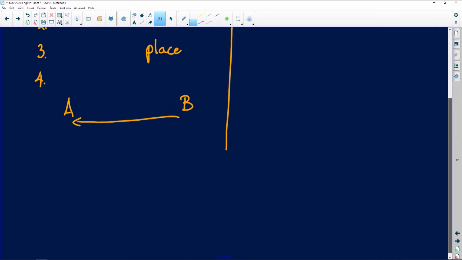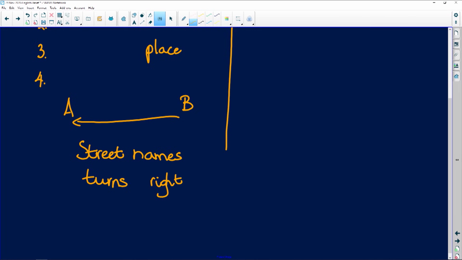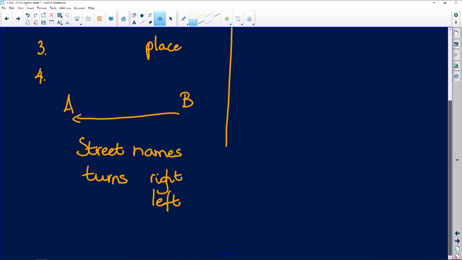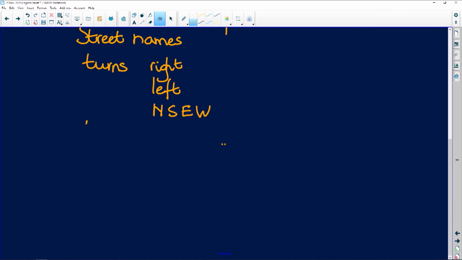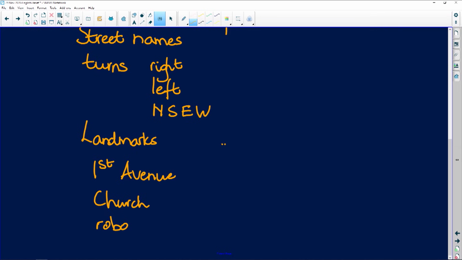The kinds of things that they're looking for is they want very specific street names. They want turns. So say things like turn right, turn left. I have found that learners really don't know north, south, east, or west. So I would avoid that if I were you. They want landmarks. So you'd say something like, turn right into First Avenue, pass the church on your right, and turn left at the next robot. Something like that. That's what they're looking for.